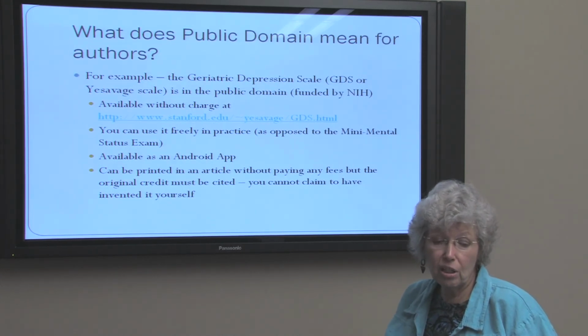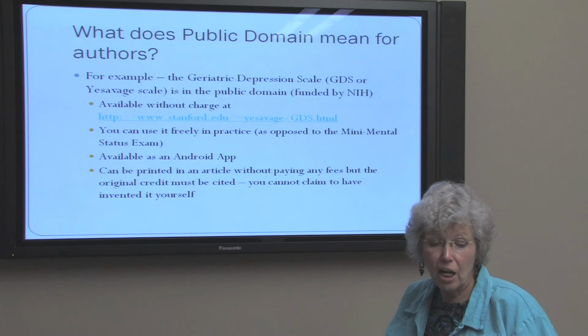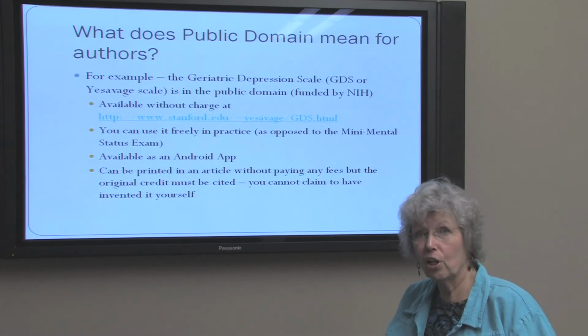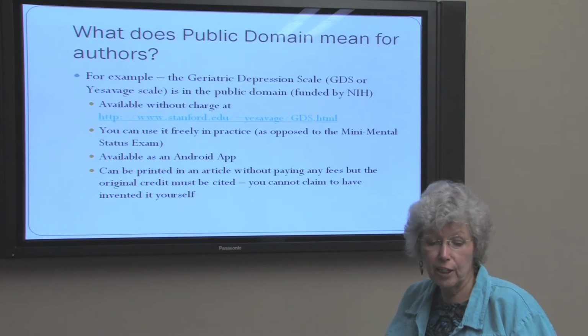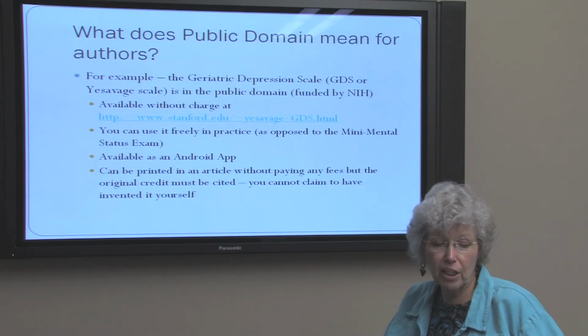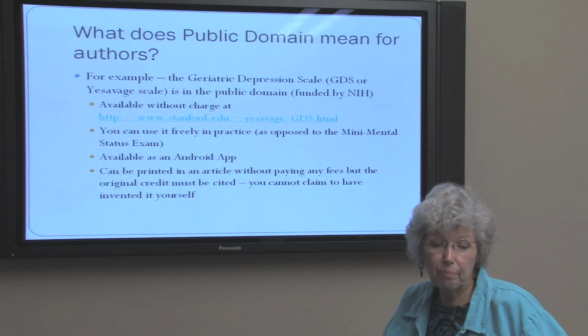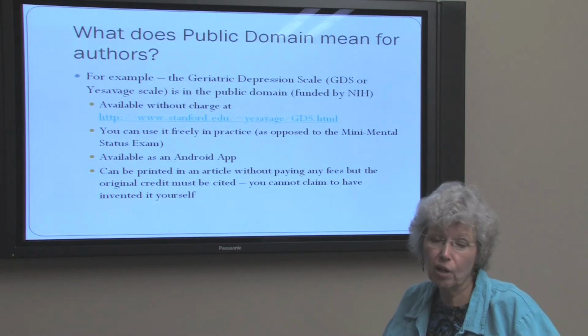The Savage scale, or the geriatric depression scale, is available as an Android app on your Android phone, and you can print it in an article if you want to without paying a fee. But you can't claim that you wrote it. This is actually something that is protected by a copyright, but it is still in the public domain and protected by an intellectual copyright.